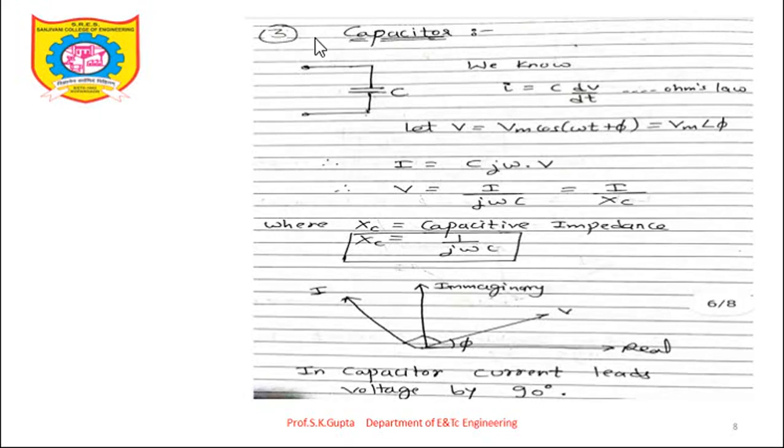Welcome all. Now the next element is a capacitor. We know the relation I equal to C times dV by dt. This is the capacitor's law.